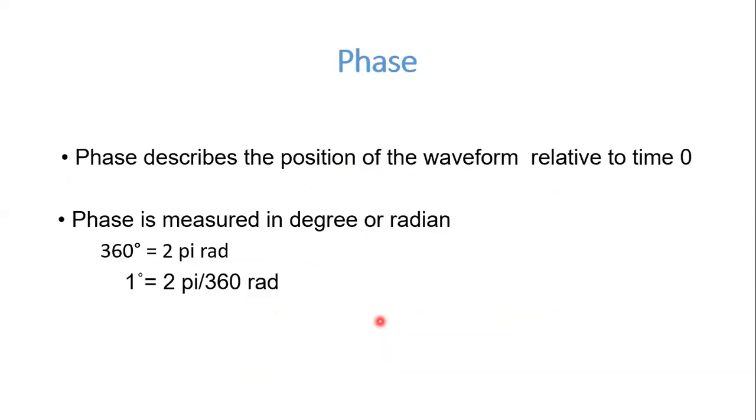Now, what is phase? The third component is phase. The phase describes the position of the waveform relative to time 0. It is measured in degrees or radians. 360 degrees equals 2 pi radians. Therefore, 1 degree equals 2 pi divided by 360 radians.